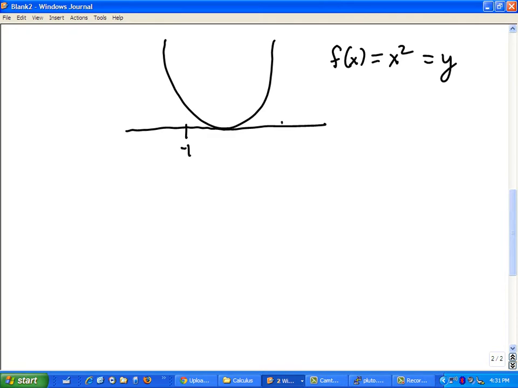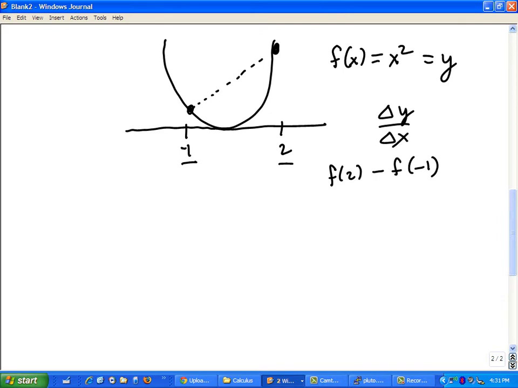Now, there's one thing we could do. We could go up to the graph at 2. We could go up to the graph at -1. We could play connect the dots. And that would be the average rate of change in going from -1 to 2. That would be your delta y over delta x, and you could calculate that. That would be f of 2 minus f of -1 over 2 minus -1.